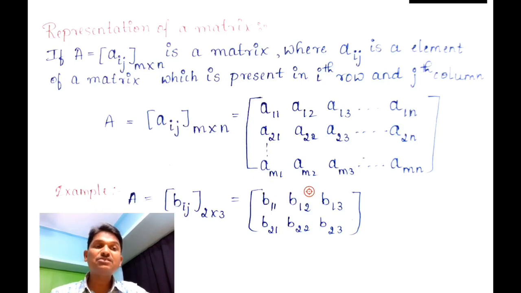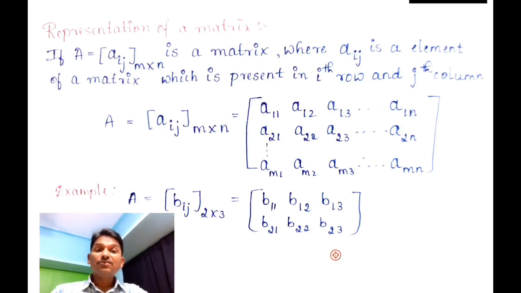This is the place of the first row, first column. B12, first row, second column. First row, third column. I hope you are understanding, right? This is which row? Second row, first column. Second row, second column. Second row, third column. I hope you are understanding what I am saying.